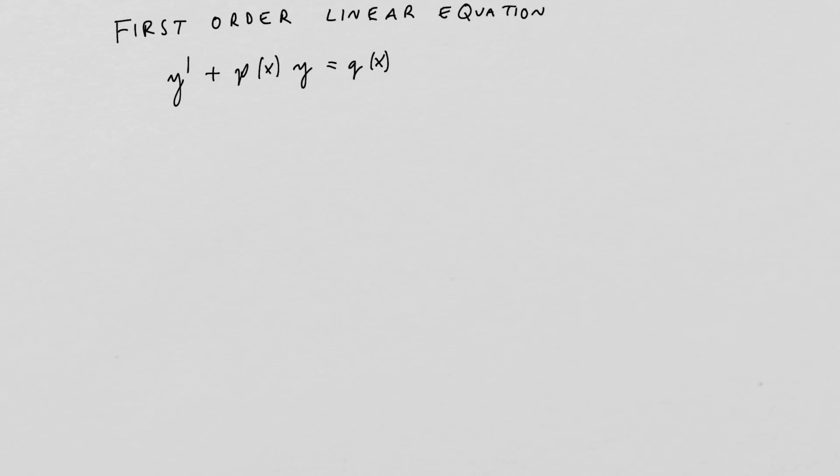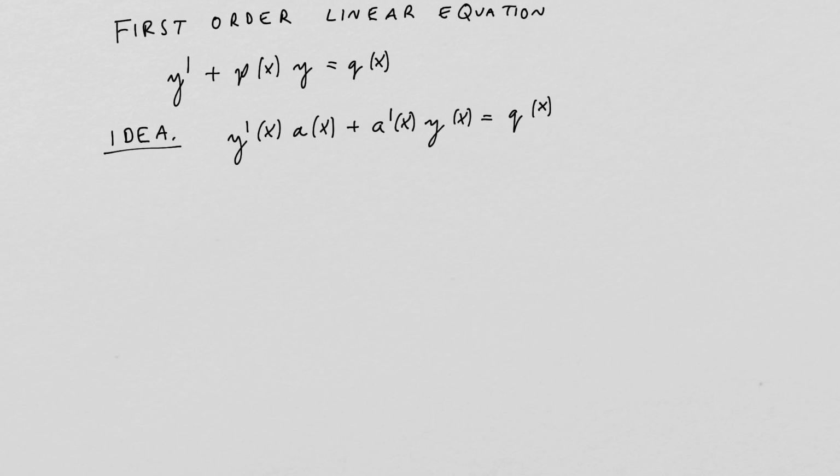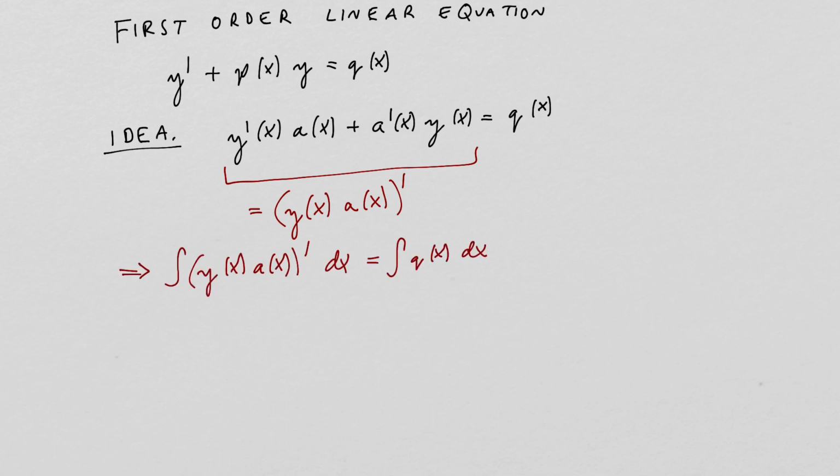Let's talk about this first order linear equation. The idea is that if the left hand side would look like this, then we would write it in this way. It would be a derivative of a product. We would be able to integrate on both sides, and in the end we could solve for y.